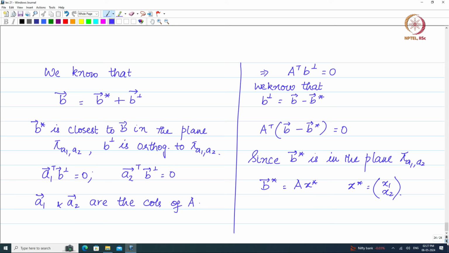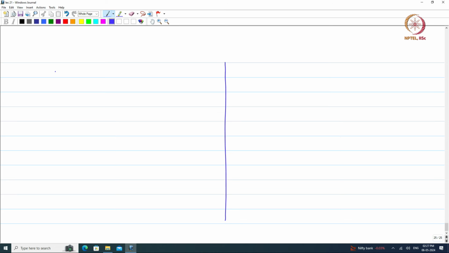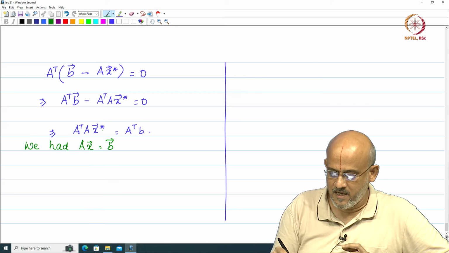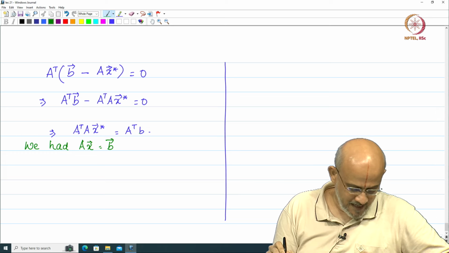So, what are we going to do? We are going to write this as A transpose into the vector B minus A x star equal to 0, which means A transpose B minus A transpose A x star is equal to 0, which implies A transpose A x star is equal to A transpose B. Now what have we done basically, if you look at it very carefully? Initially we had Ax equal to B. Now, instead of solving for Ax equal to B, we solve A transpose A x star equal to A transpose B. This is what we are trying to solve, and so that is what we are going to do.